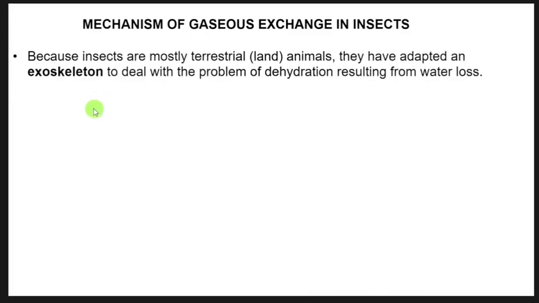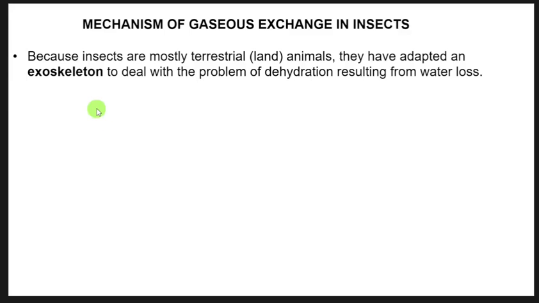So we are saying that because insects are mostly terrestrial or land animals, they have adapted an exoskeleton to deal with the problem of dehydration resulting from water loss. So what I'm trying to say here is that insects are terrestrial animals or land animals. They are animals that are found on the land, and because of that they have adapted a skeleton we call the exoskeleton, the skeleton which is found externally and the flesh is found inside.